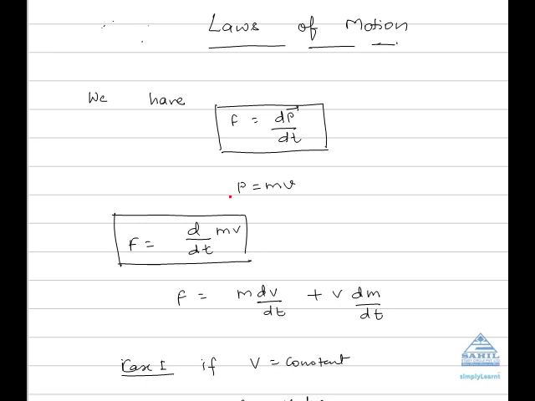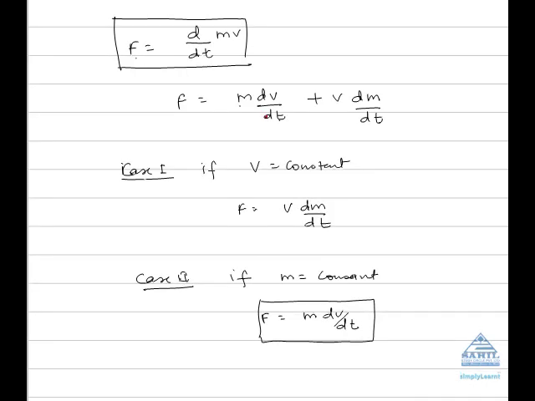Now, p is equal to m into v. F is equal to d by dt of m into v. F is equal to m dv by dt plus v dm by dt, according to the product rule of differentiation. Case 1: if v is equal to constant, then F is given as v dm by dt. This equation is used in case of variable mass.